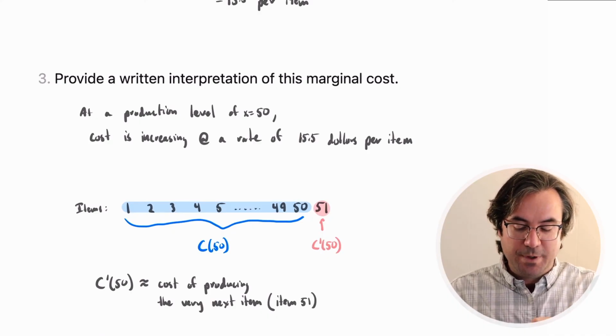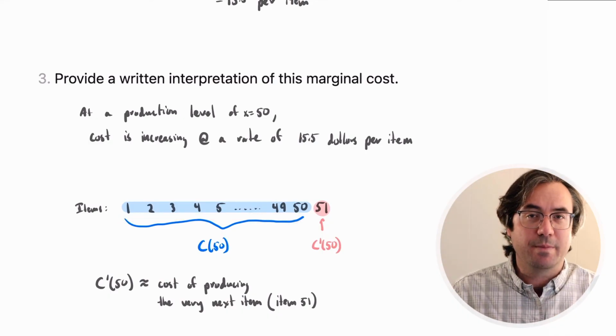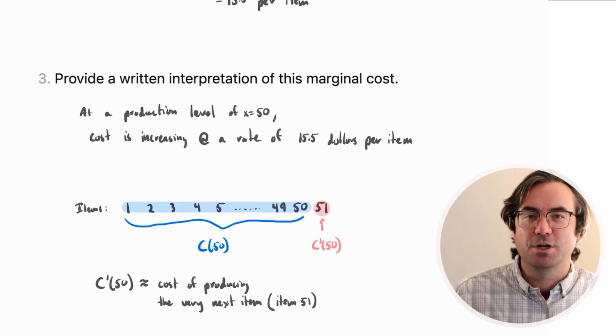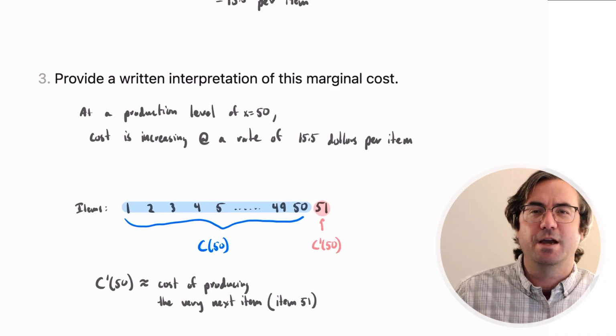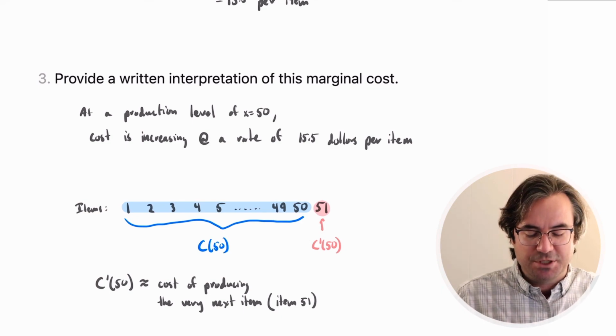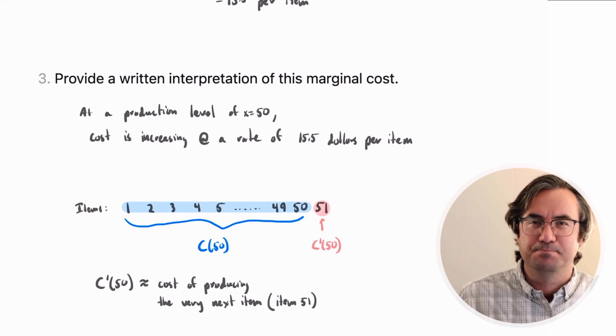So assuming all items 1 through 50 have already been manufactured, the marginal cost tells us, well, what happens if we just up production a little bit? We added one extra item to our production. How much would cost go up? So how much is that extra item going to cost us?